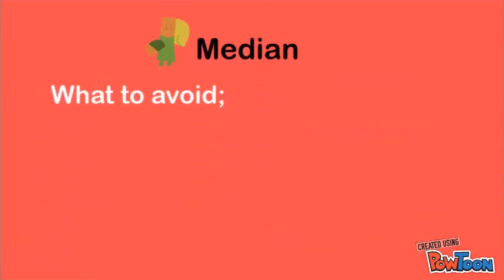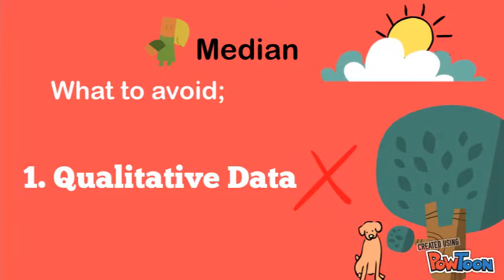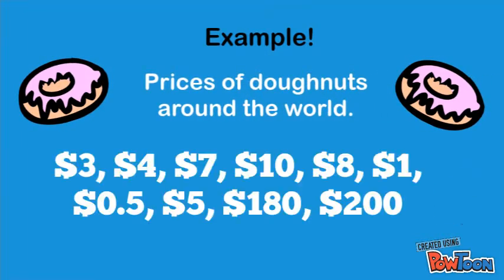What to avoid when using a median? Qualitative data should be avoided because it is difficult to measure. This is an example of a question of finding the median. These are the prices of donuts around the world. The distribution of data in this question is skewed to the left. There are also outliers in this question. However, it does not affect the median of this question.